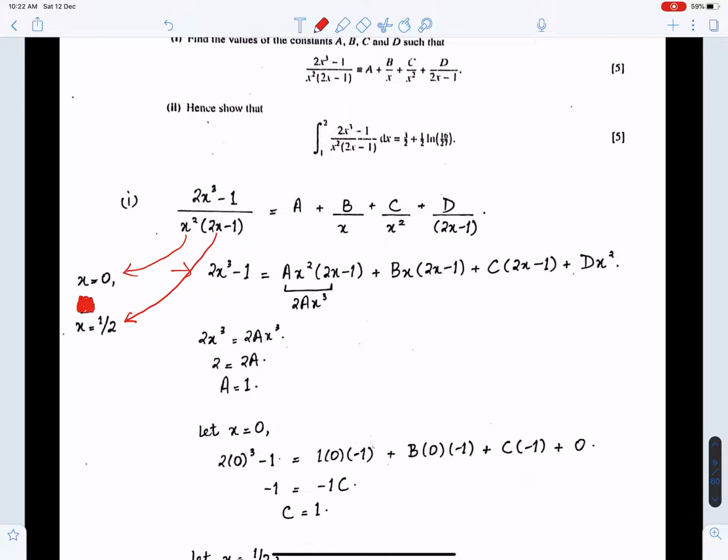Well, we always find the value of this constant by the comparing coefficients method. So when we check the coefficient of x cube on the right hand side, it will be 2a, and the coefficient of x cube on the left hand side is 2. So we just need to equate the coefficients of the highest powers of x on both sides for this constant. Therefore a is 1.